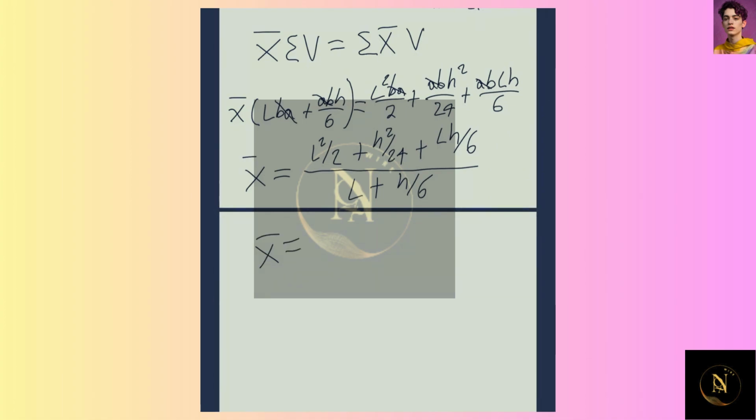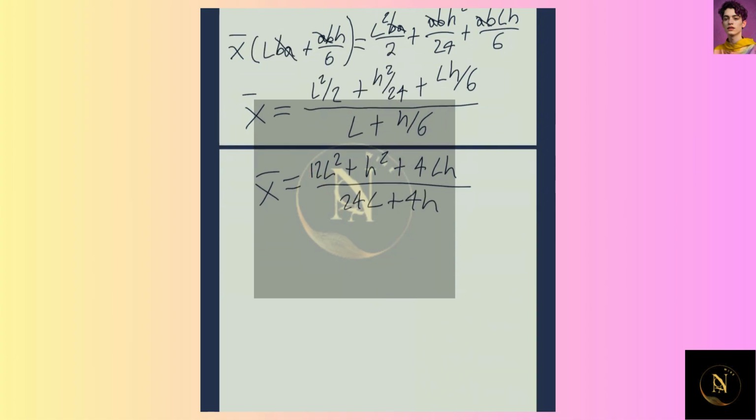To clean this up, I'm going to multiply each side by 24. So we get a 12L squared plus H squared plus 4LH over 24L plus 4H.